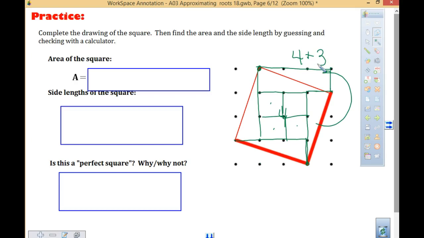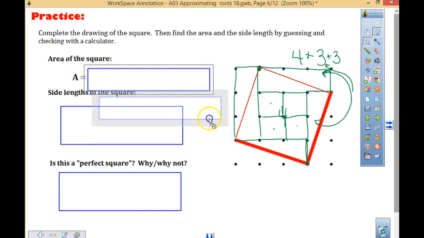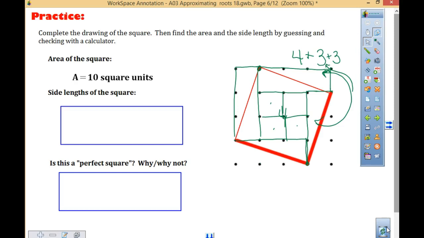Okay. So if it helps you, we're combining these 2 together. That's how we get this 3. And what's going to happen if I would bring this one up and I'd bring it here? How much more do we have? 3 more. So my area of my square is how much? 4 plus 6 is 10 square units. Yep. Okay. So 10 square units.